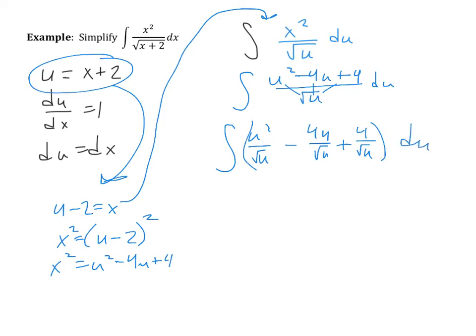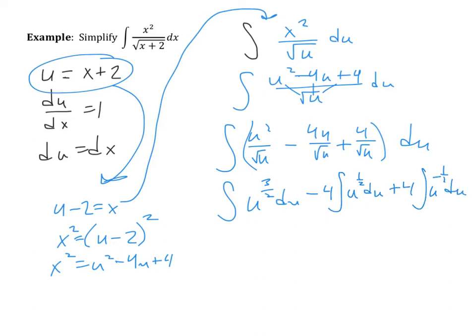And now I'll use the addition subtraction rule to split this into 3 separate integrals. I'll have the integral of u to the 3/2 du. I'm just sort of skipping the step here of dealing with these powers. In the next one, I'm going to have minus 4 times the integral of u to the 1/2 du. And finally, plus 4 integral of u to the negative 1/2 du.